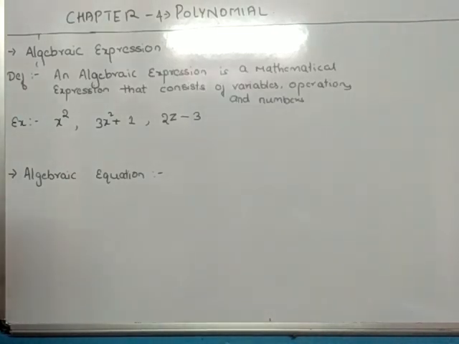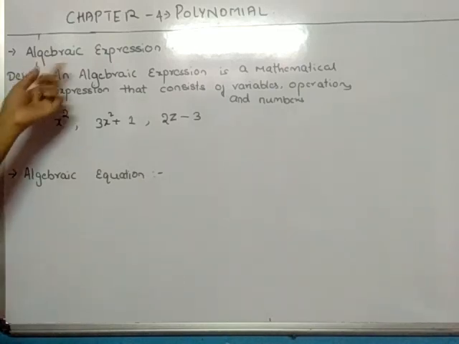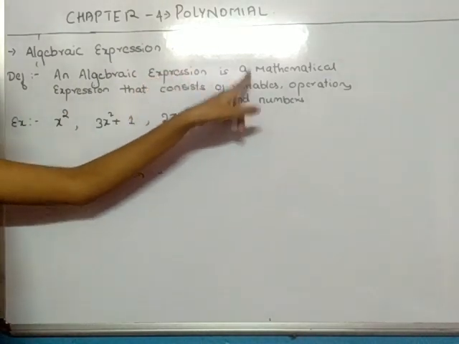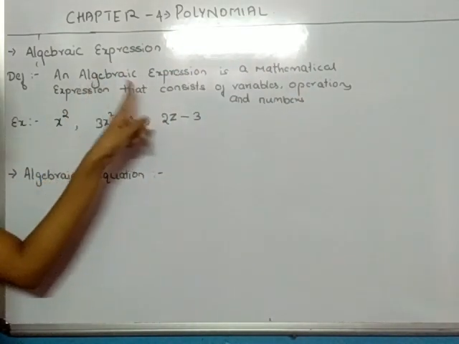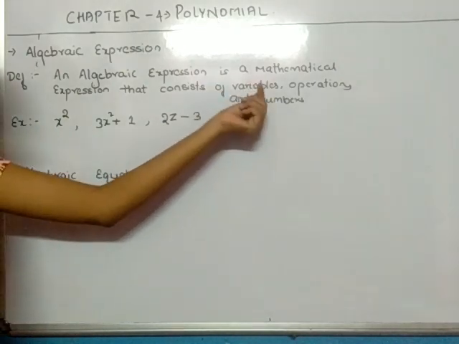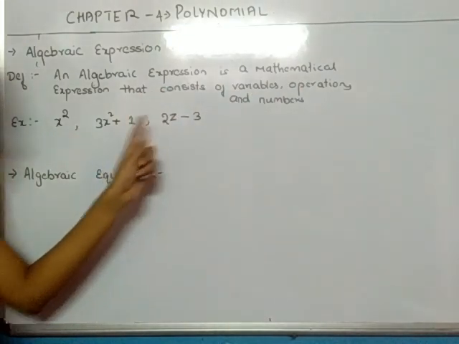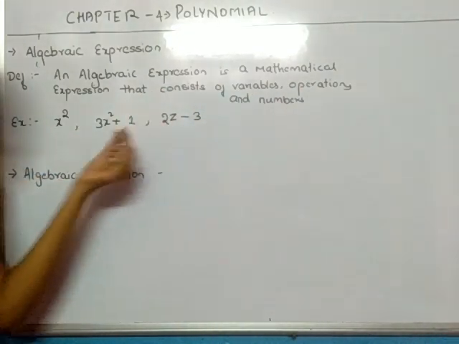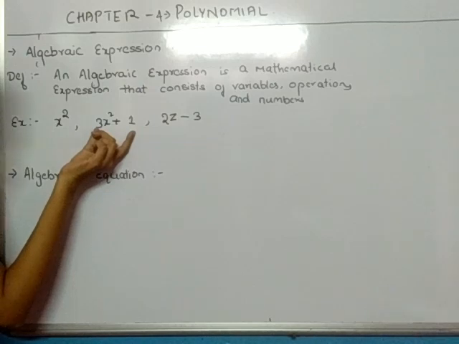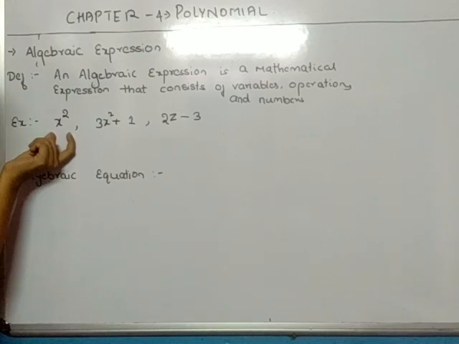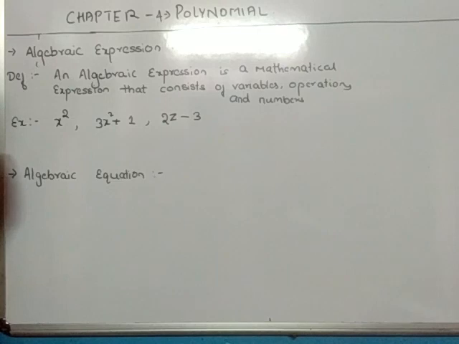Here I have written the definition of algebraic expression. An algebraic expression is a mathematical expression that consists of variables, you can see here variables, operations, addition, subtraction operation, and also it contains what? Numbers. Yes or no? This is an example which contains only variables, right? This is an algebraic expression which contains only variables, right? This is about an algebraic expression.